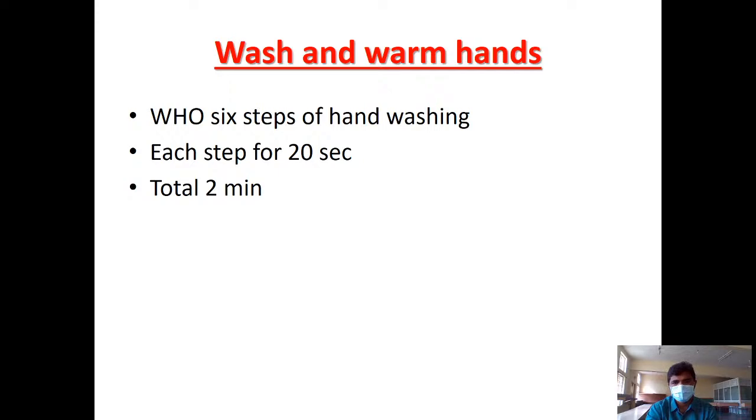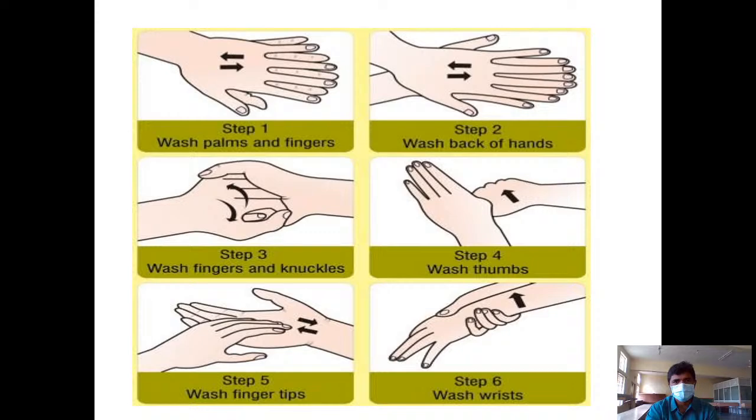Each step should be for 20 seconds and total 2 minutes. So these are the 6 steps of hand washing. First your palms, then the dorsal surface of the palms, then knuckles, then your thumb. Each step should be at least 20 seconds, and it represents at least 5 times. Thumbs, followed by tips of the fingers, then from wrist to elbow.